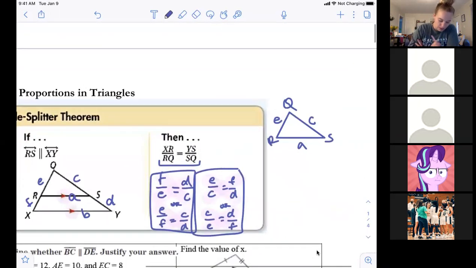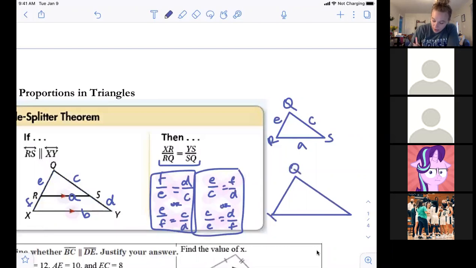And then now I'm going to do the big triangle. This is the big triangle. It's QXY. So it's the entire shape, not just the little trapezoid at the bottom. It's the entire triangle. And so that bottom side is b, but then its side is not just c or d, it's c plus d. And the other side is not just e or f, it's e plus f.